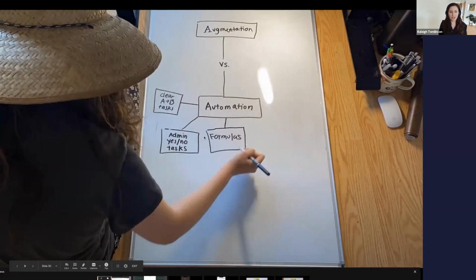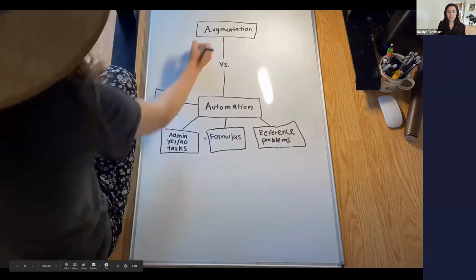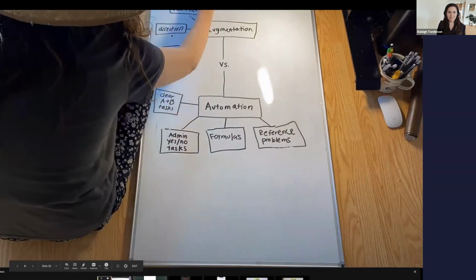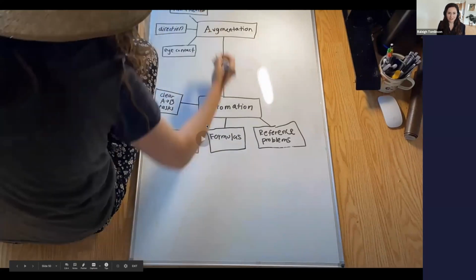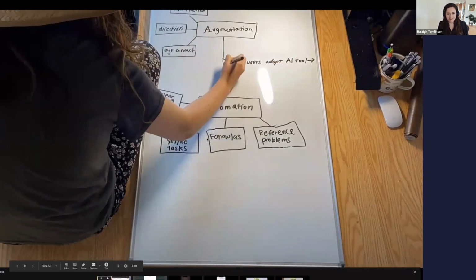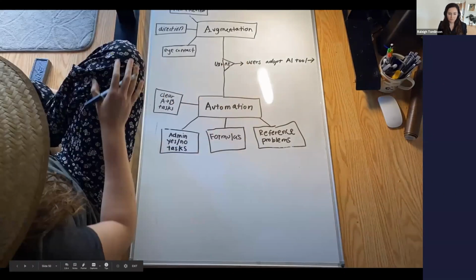So automation tasks: clear A/B tasks, yes or no tasks, formulas, things that have defined outcomes and defined success. Augmentation, this is a funny one, but eye contact, I wrote right there, direction, and I'll change the angle in a second. But with UI and UX and the considerations of augmentation, you have a much higher chance of users adopting your AI tool.